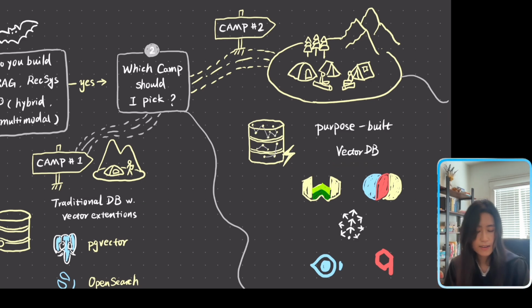And key players in this camp include Weaviate, Chroma, Pinecone, Qdrant, and this is Milvus, and this is Weaviate.